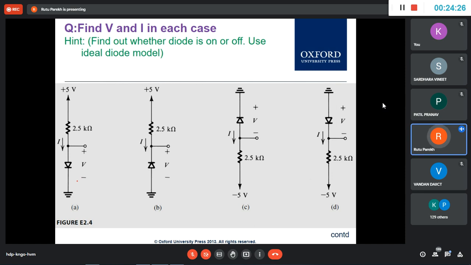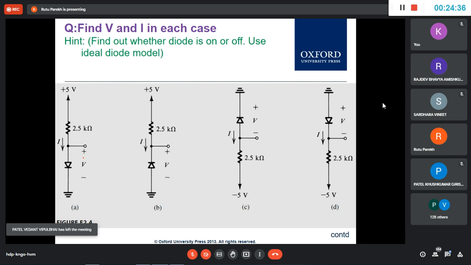And now tell me voluntarily, what will be V and I here? V would be 0 and I would be 2.5... 0 and 2 milliampere. Okay, very good. So you all, I'm proud of you. That's what I can say now.